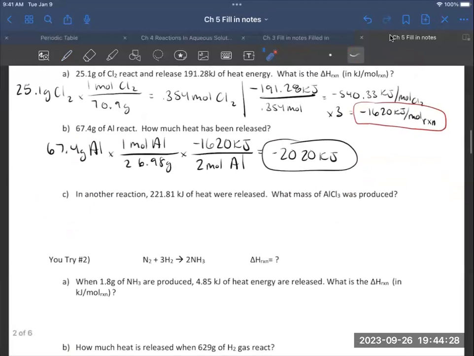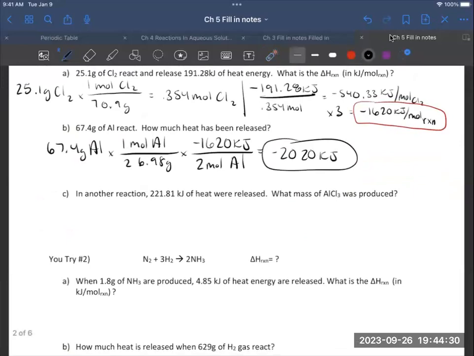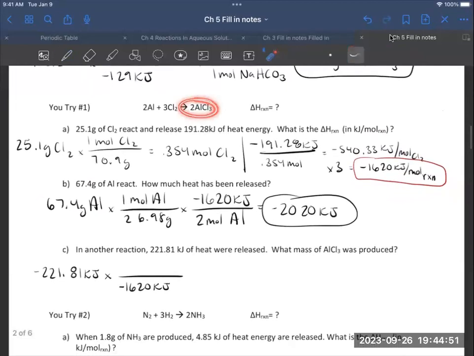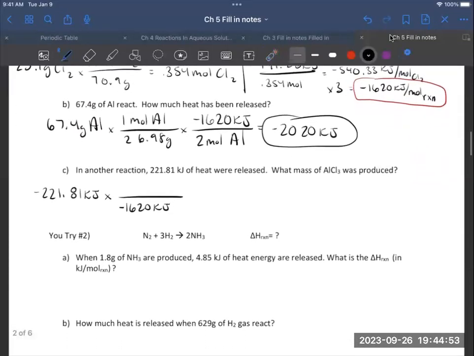Okay, and then let's look at part C. For part C, we're looking at the heat released. So it's negative, again, because the heat was released. We're going to use the heat as a conversion factor, so negative 1620 kilojoules per mole reaction, and we're looking at the AlCl3. If you notice, there's 2 moles of AlCl3 in the balanced equation, so I'm going to use that 2 moles.